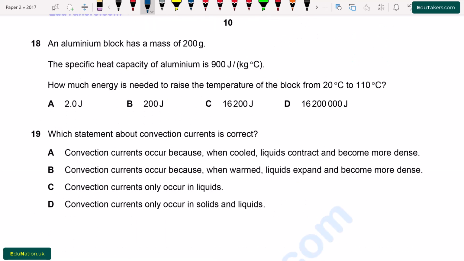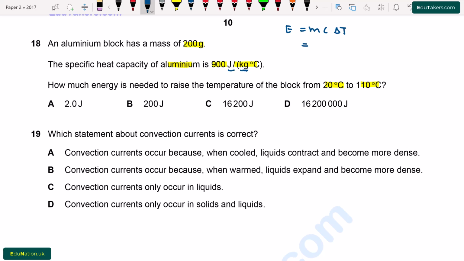Question number 18. An aluminium block has a mass of 200 gram. The specific heat capacity of aluminium is 900 joule per kilogram per degree C. How much energy is needed to raise the temperature of the block from 20 degrees C to 110 degrees C? So here we have to find out energy. E is equal to mc delta T. Here m is the mass which is given, 200 gram. But the specific heat capacity is 900 joule per kilogram.